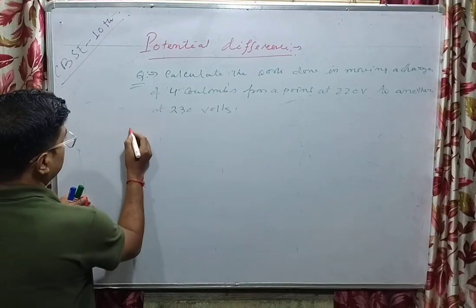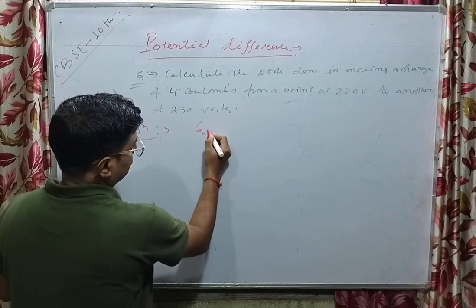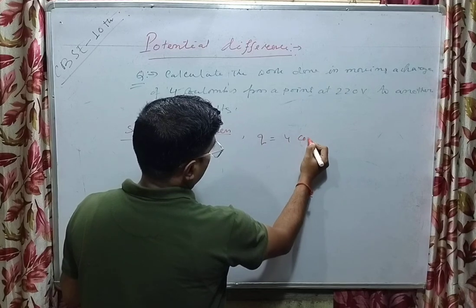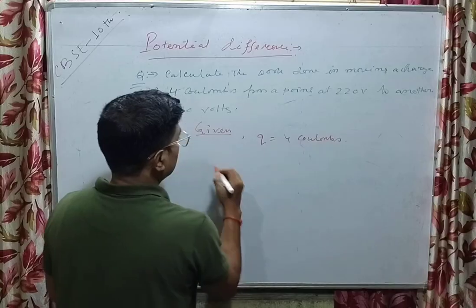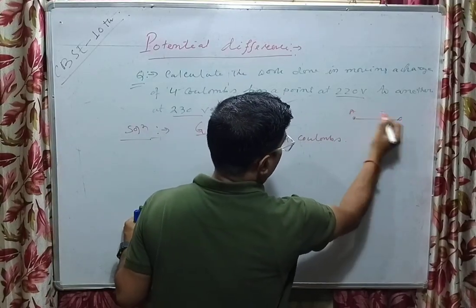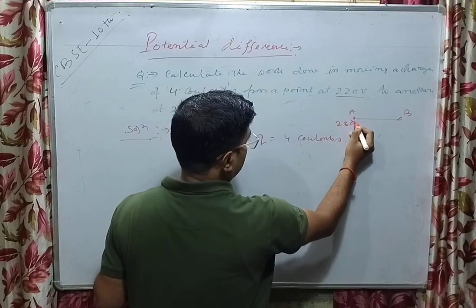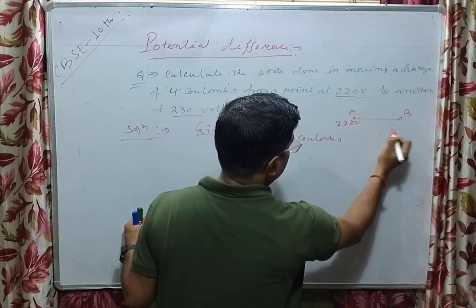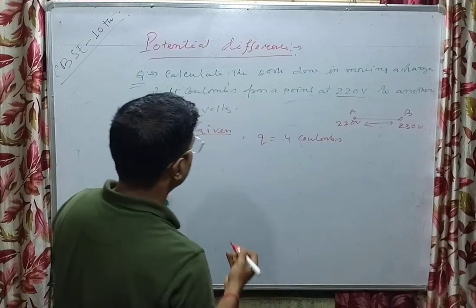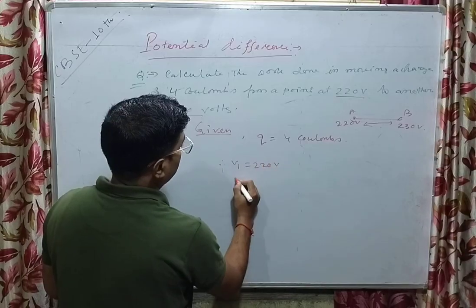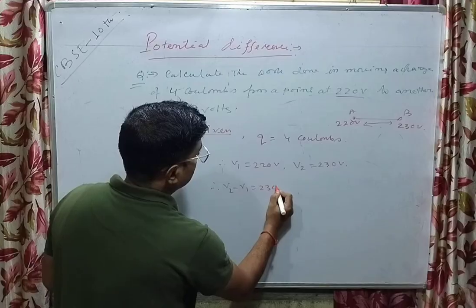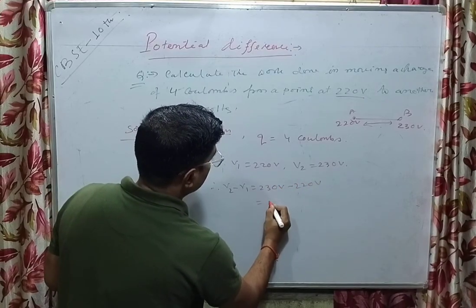Okay, now I am going to solve this question. Given, Q is equal to 4 coulombs, and the electric potential at point A is 220 volts and at point B is 230 volts. What is the potential difference between these two points A and B? V1 is equal to 220 volts and V2 is equal to 230 volts. Now V2 minus V1 is equal to 230 volts minus 220 volts is equal to 10 volts.